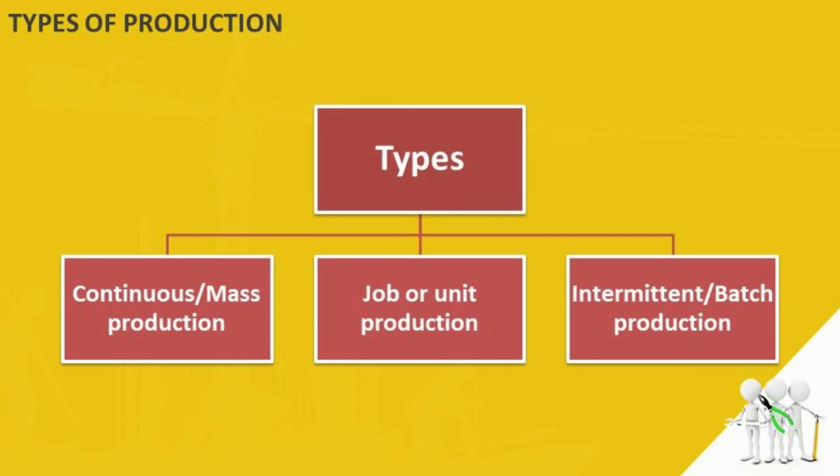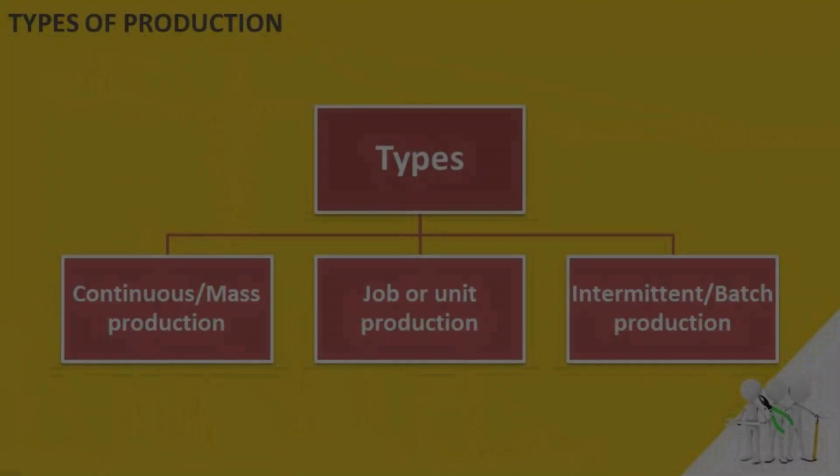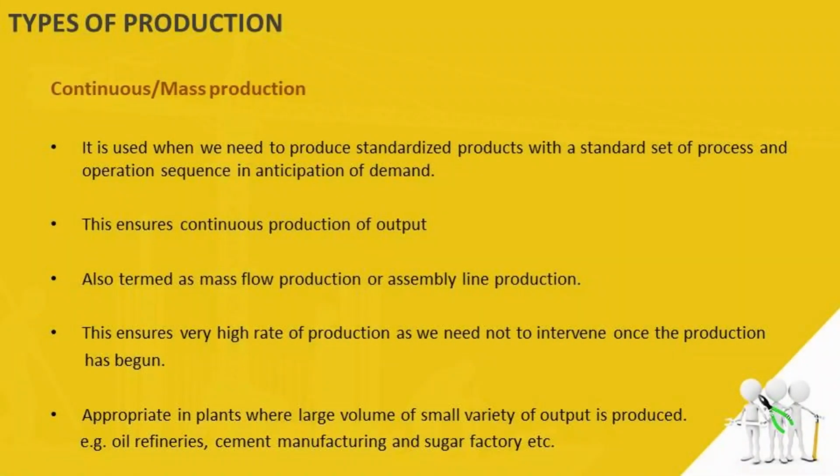There are mainly three types of production systems: continuous or mass production system, job or unit production, and intermittent or batch production. So let's understand them one by one. First is continuous mass production.